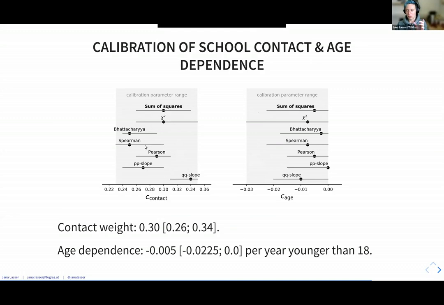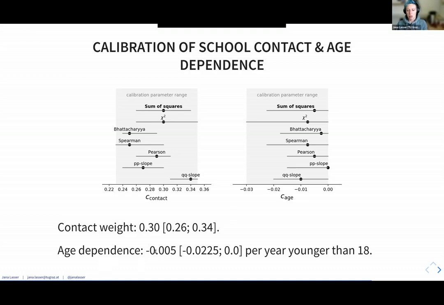All of the distance measures' confidence intervals overlap. We eventually decided to go for the sum of squares as a distance measure, and it is the same picture for the age modification, where we also see that the different measures give us similar results. We also picked the sum of squares for the sake of simplicity. So the final outcome is that the contact rate is about 0.3, which means that the transmission risk for a school contact is about a third the transmission risk of a household contact.